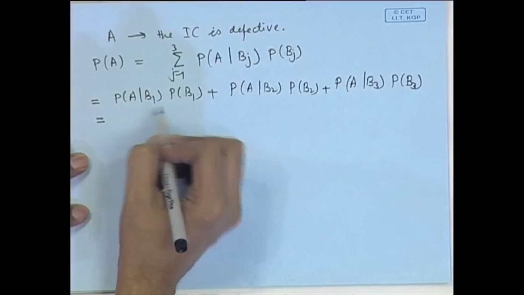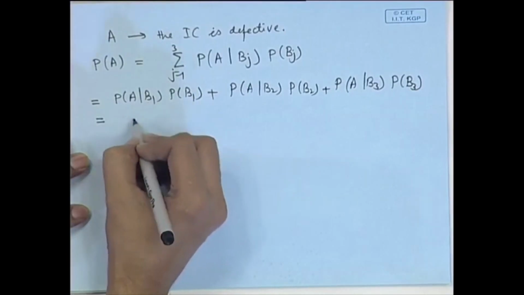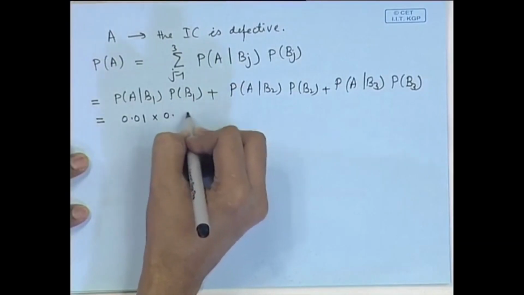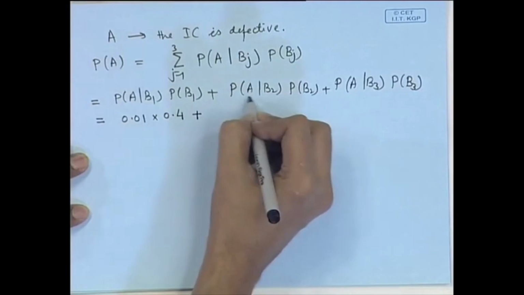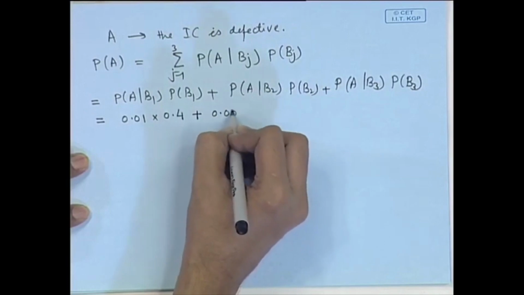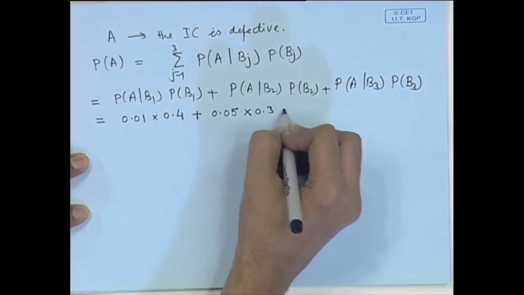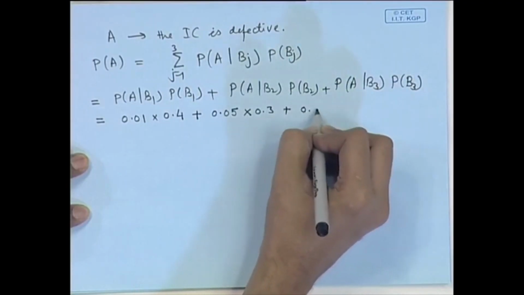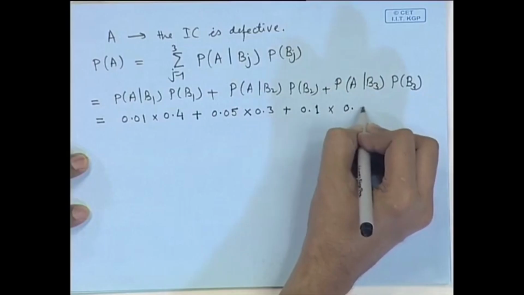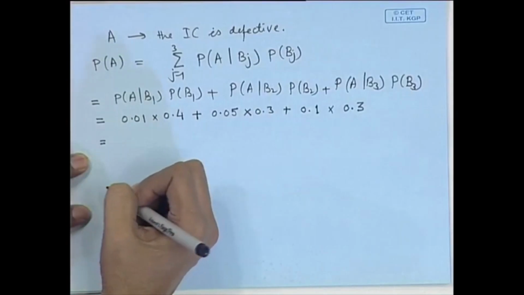So, now probability that it is defective given that it came from the first one is only 0.01 and the probability that it was supplied by the first supplier is 0.4. The probability of being defective from the second supplier is 0.05 and the probability that supplier 2 supplied it is 0.3. Probability that it is defective provided it was supplied from supplier 3 is 0.1 and the probability of getting the supply from the third supplier is 0.3.